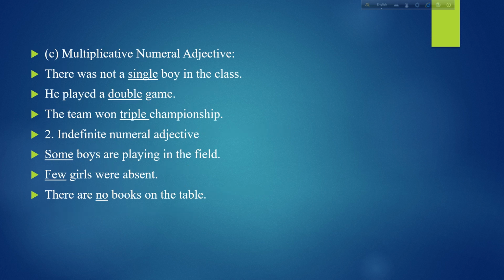The third one, multiplicative numeral adjective: single, double, triple, fourfold. There was not a single boy in the class. Single. He played a double game. Double. The team won triple championship. Triple. These are multiplicative numeral. Number 2, I have discussed indefinite numeral adjective. This is similar to adjective of quantity, but this actually indicates the thing which can be counted, but in case of adjective of quantity, the things cannot be counted.